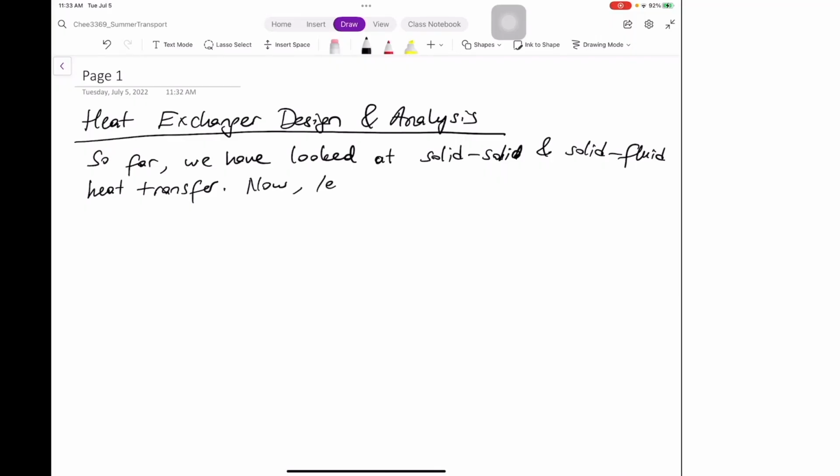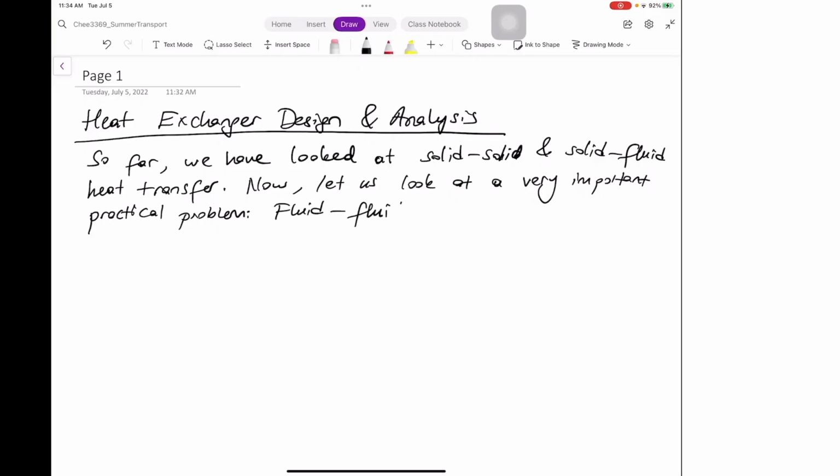Now, let us look at a very important practical problem, which is fluid-fluid heat transfer. So we want to heat a cold fluid using a hot fluid, or cool down a hot fluid using a cold fluid. Okay.